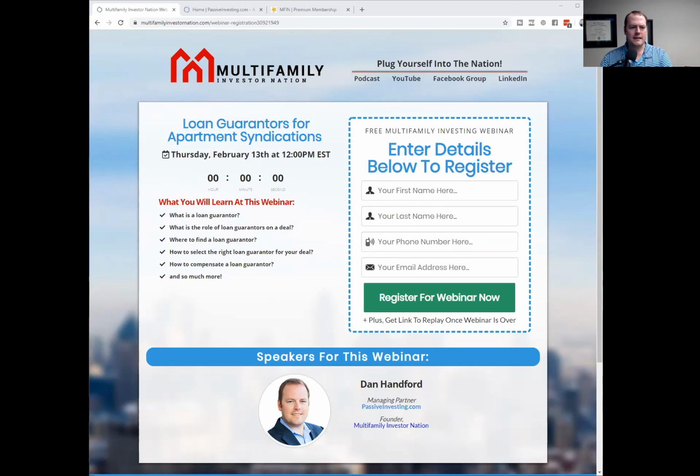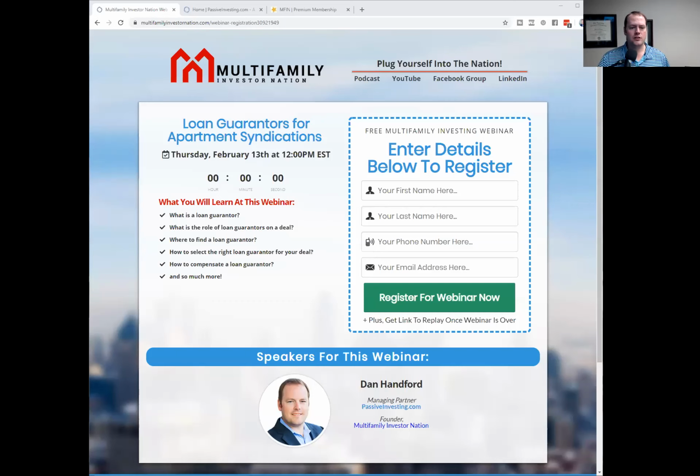Brian is asking, is the loan guarantor usually on the GP or LP side, or both? They don't have to be on both, but they're always going to be on the GP side, because most loan guarantors do it to be on the GP side and have that extra income. But if the lender requires them to invest, or they do actually invest, then they'll have a position on the LP side as well. Good question.